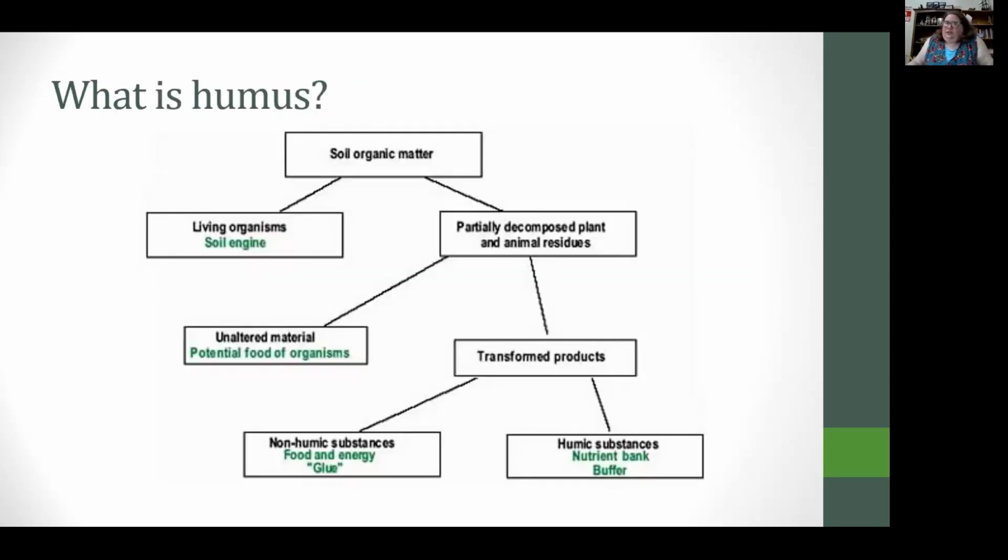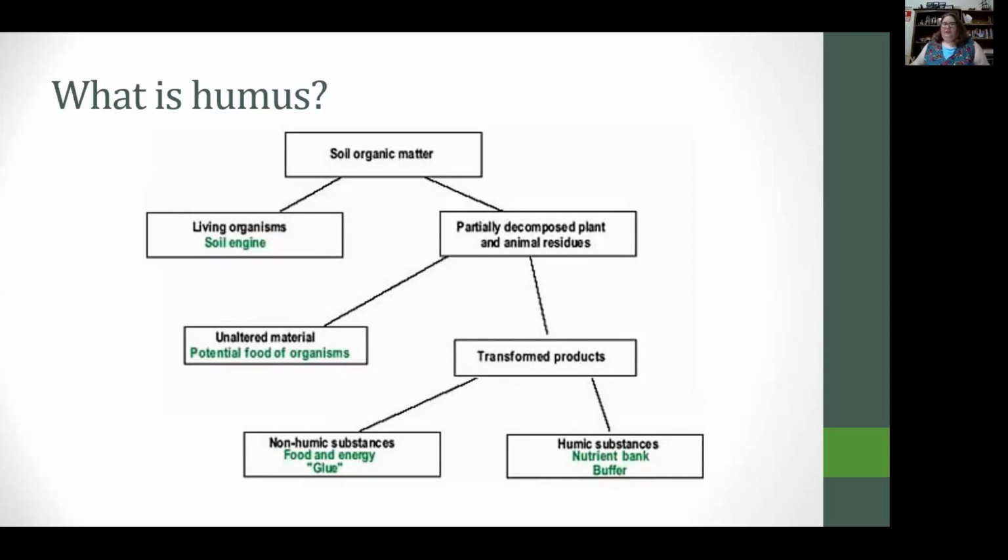So essentially, what you're seeing is we've got these long-term storage molecules. Our soil organic matter is just like your compost pile. We have those living organisms as part of it. We have recognizable plant and animal materials. We have potential food, so all of these partially decomposed plants and animals are potential food for organisms. And as those get transformed, they're going to get into food and energy sources, and they're also going to end up in these humified materials that stay in the soil for a very long time.